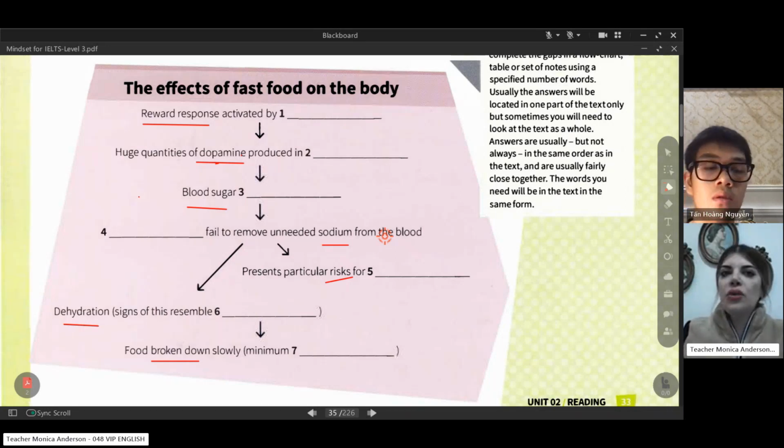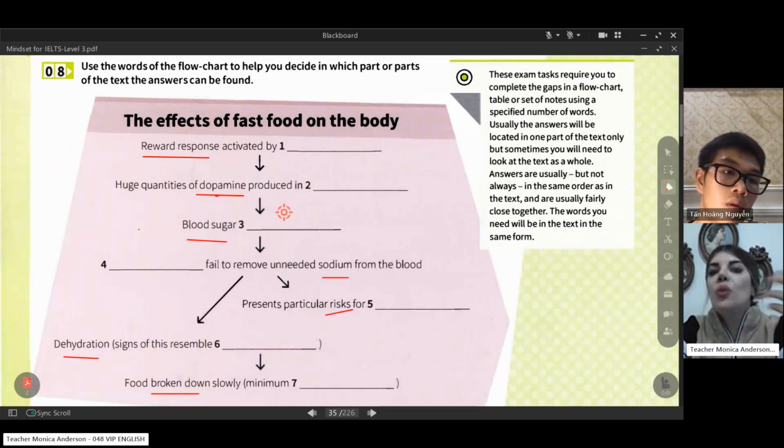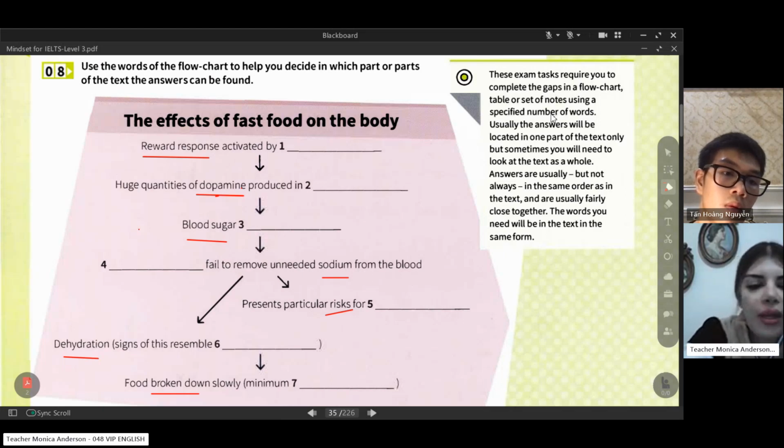Now, why did we do this? Why did we find the keywords? Because we want to know which paragraph we should study and read. Okay, so C and D. Let's do reward response. Okay, from the beginning, let's get started and try to find it. Let me scroll up.